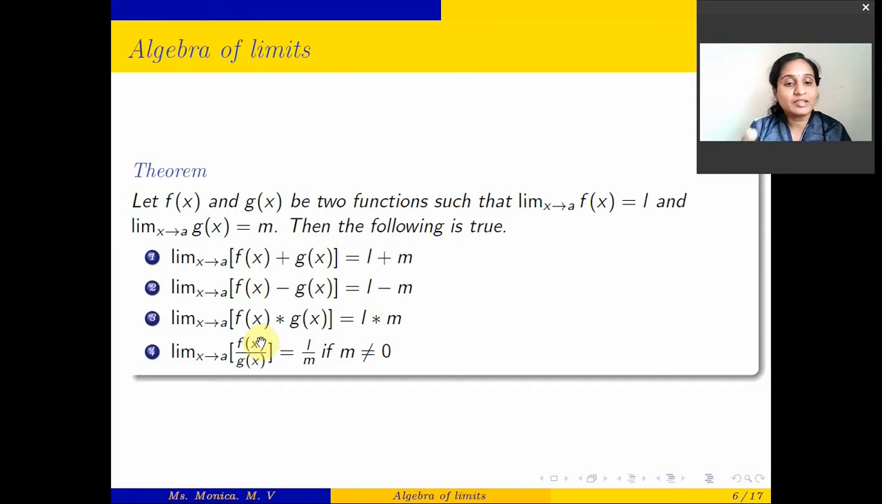If I need to find the limit of f of x by g of x, then I will take the limit of f of x divided by limit of g of x. This is a fraction, so we need to assure that the denominator is not equal to 0. Therefore, this limit x tending to a, f of x by g of x will be equal to L by M provided that M is not equal to 0. This is a very simple theorem. It looks very simple. This is what we use unknowingly. Without our knowledge, we will be using this theorem everywhere. Explicitly, we are going to state it in the form of a theorem.